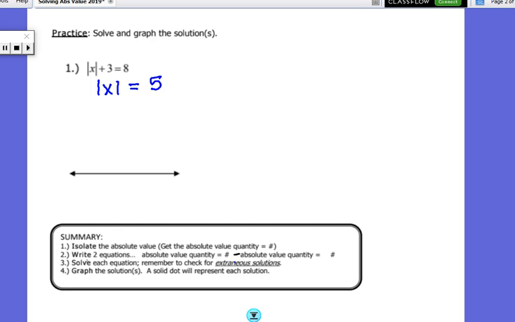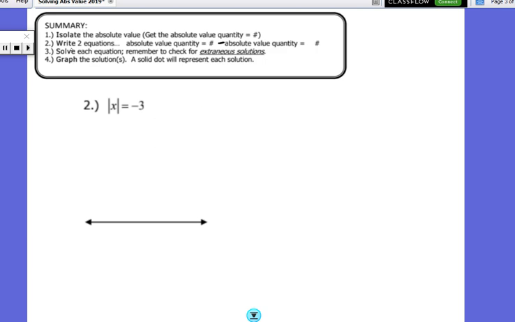So remember, we're looking for something that's 5 units from the origin. So that could be positive 5, 1, 2, 3, 4, 5, or we could have negative 5. So our two answers are negative 5 and 5. All right, that's a really simple example. Let's look at the second one.